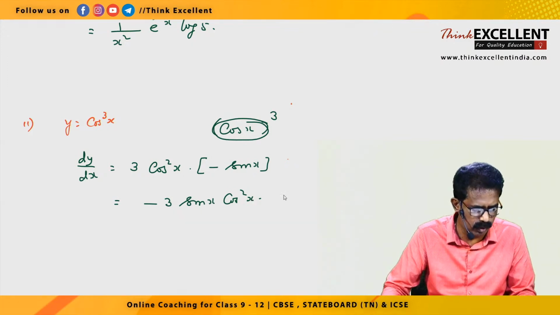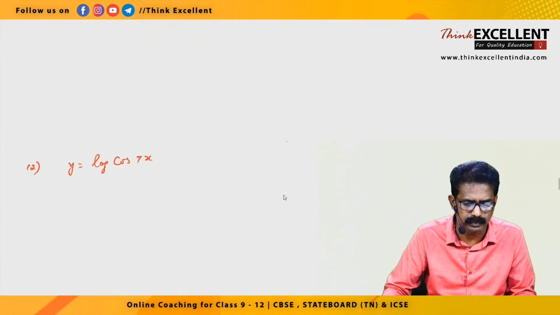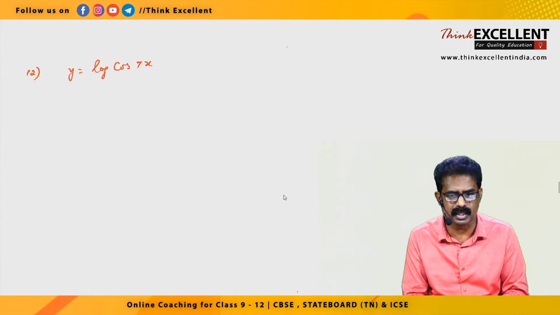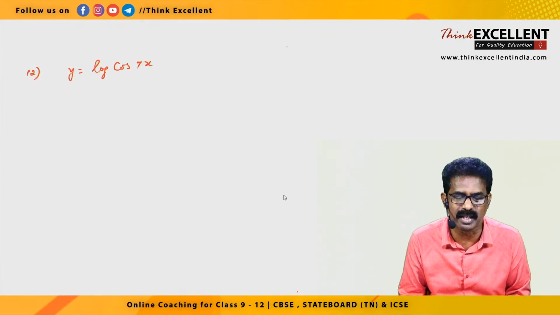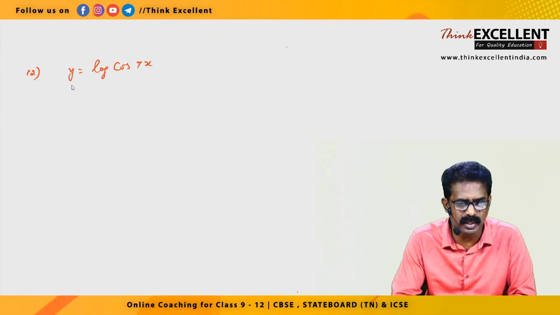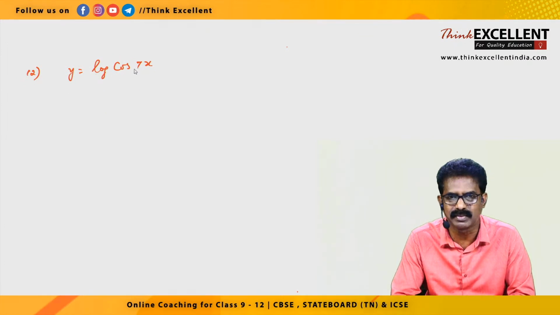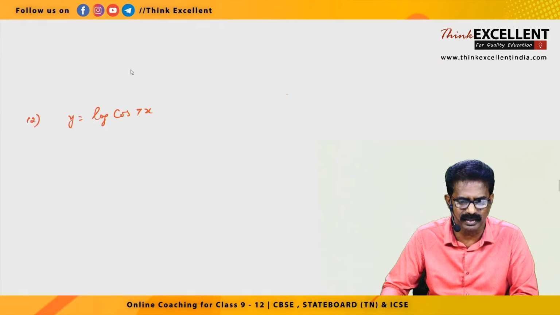So now let's move on to question number 12. You must be thorough with this rule. What's the name of this rule? Chain rule, right? Okay, look at this. Y equal to log cos 7x. Very good question, interesting question. Listen carefully. Y equal to log cos 7x.